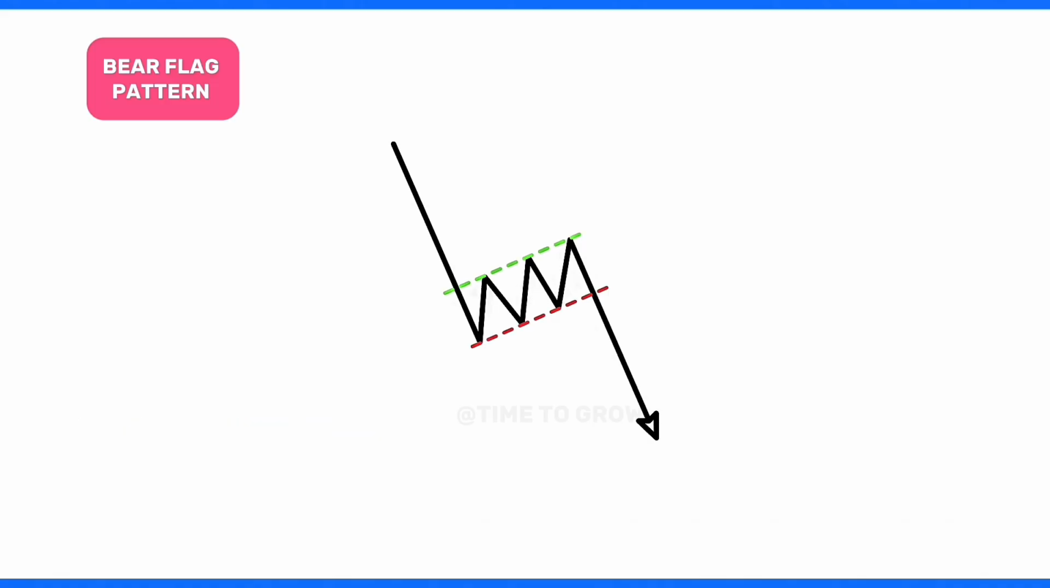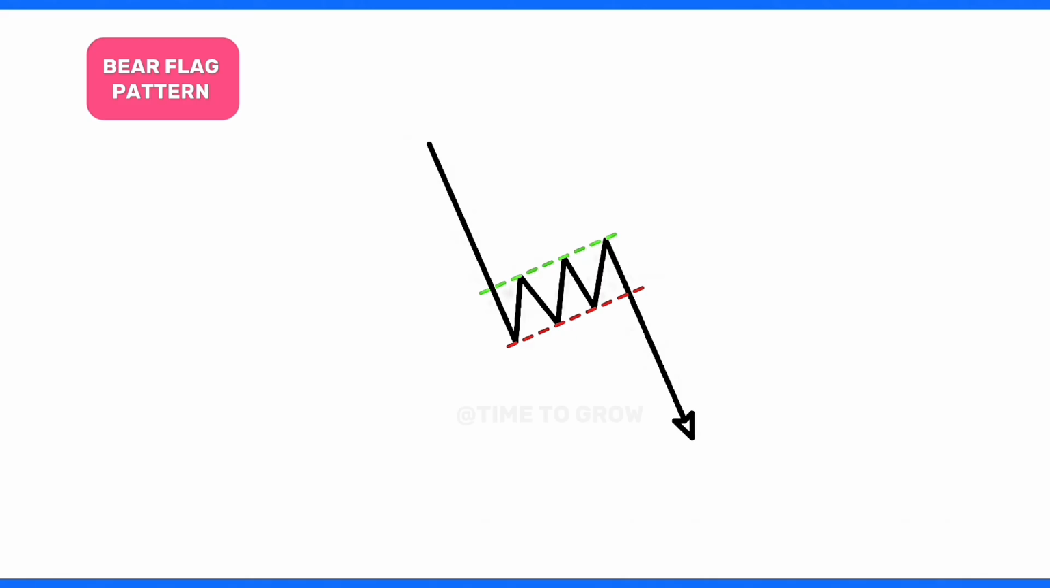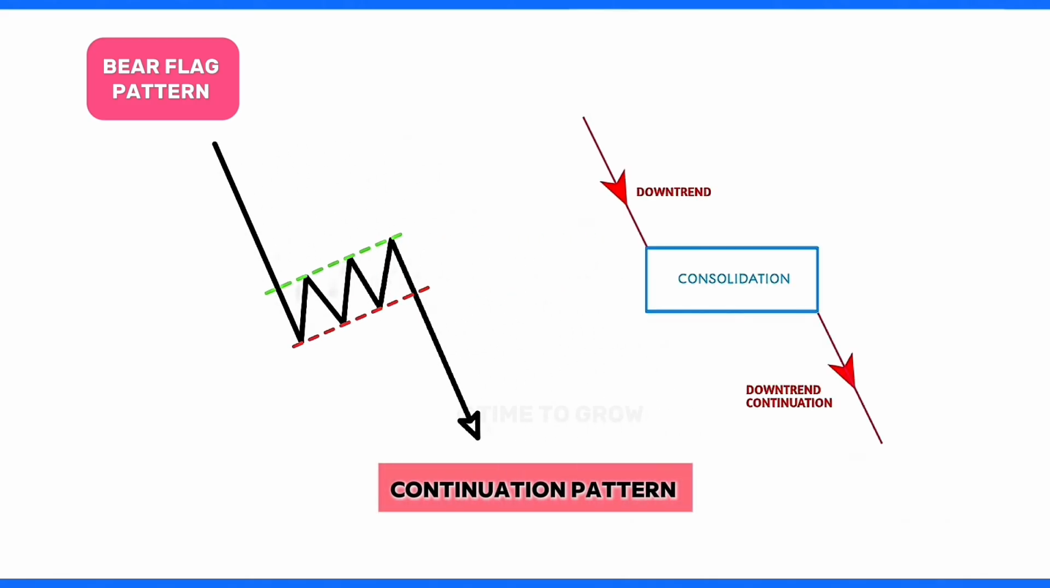A bear flag pattern is basically the opposite of the bull flag pattern. Traders also call it the inverted flag pattern. Like the bull flag, this is also a continuation chart pattern, but instead of signaling strength, it indicates the possibility of a further downward move in the market.